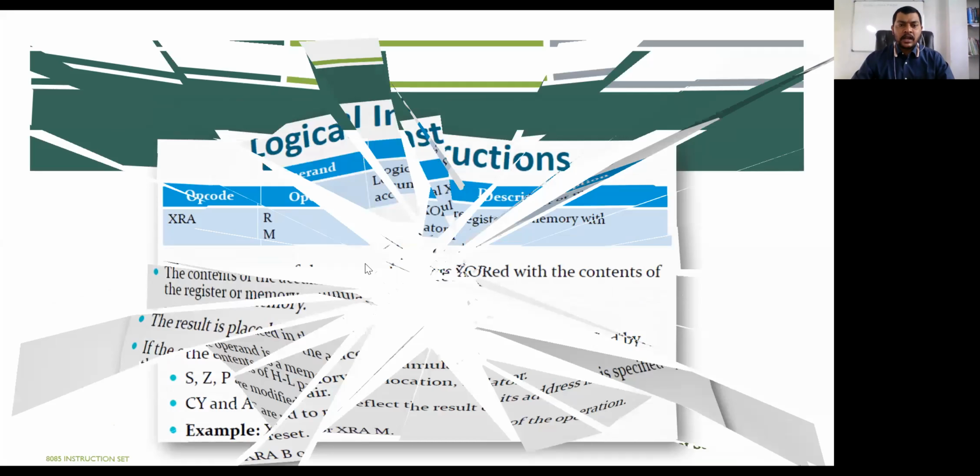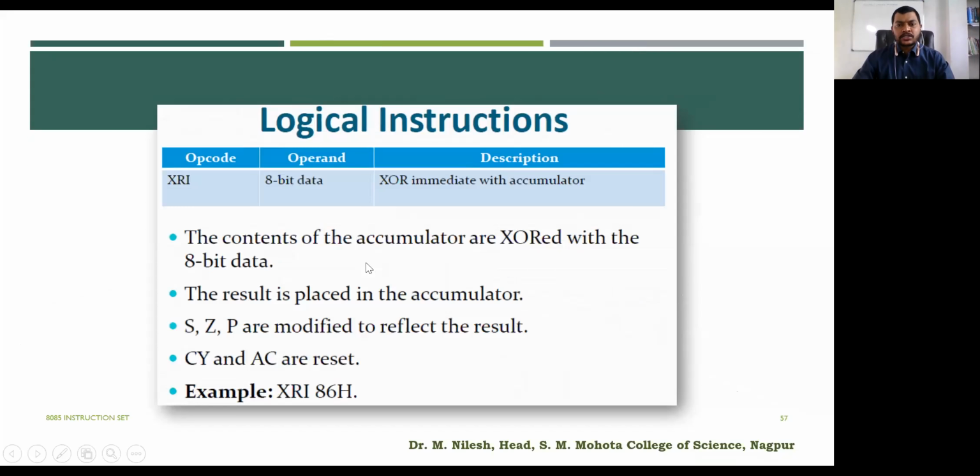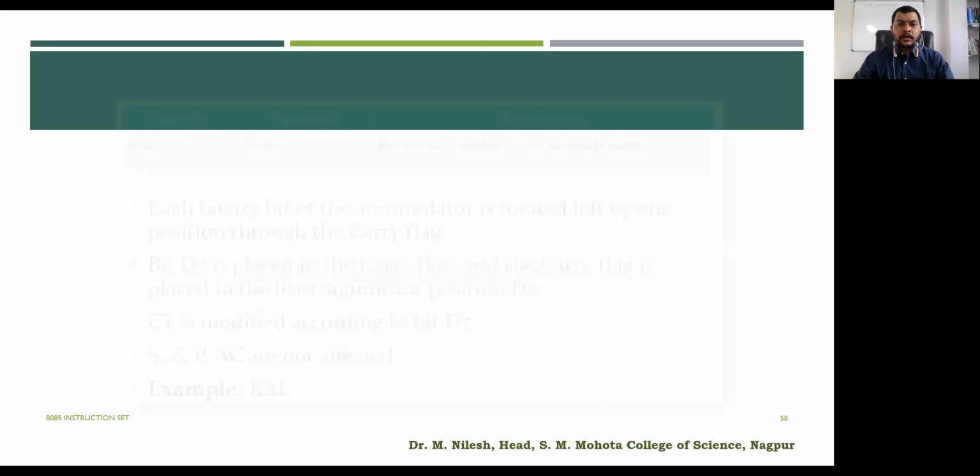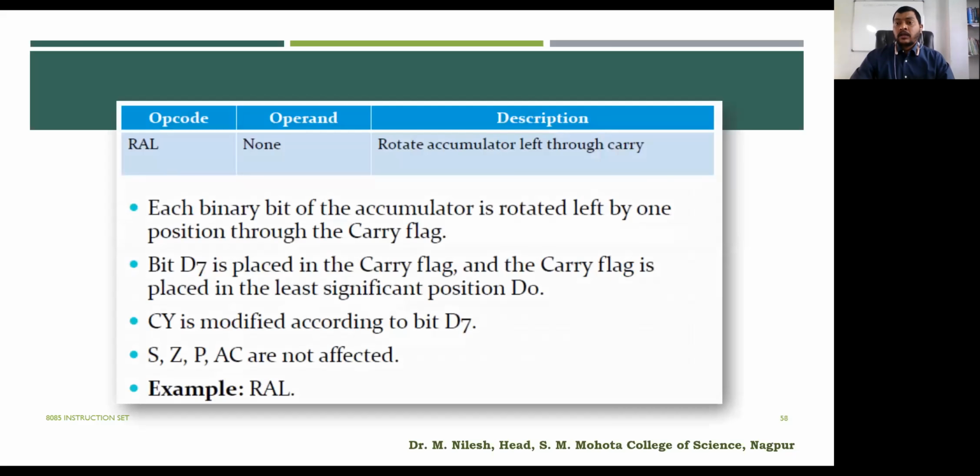Then we have XRI, the immediate-type instruction, the same instruction. Just the immediate data is to be specified in the instruction itself, so 8-bit data is to be given over there. Then we have RAL, rotate accumulator left through carry.